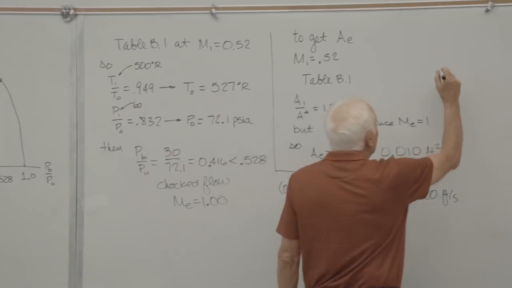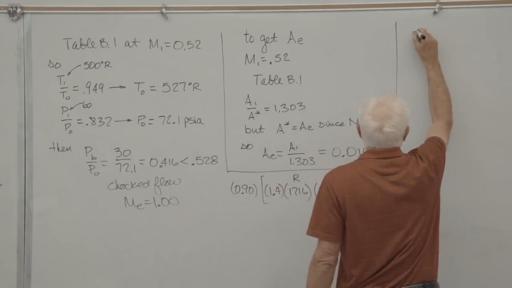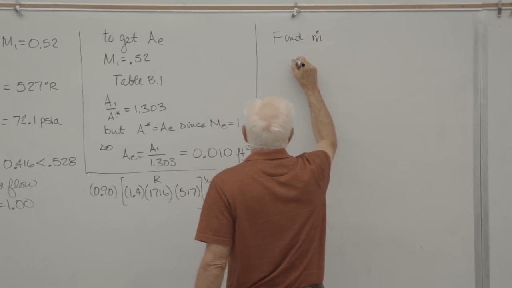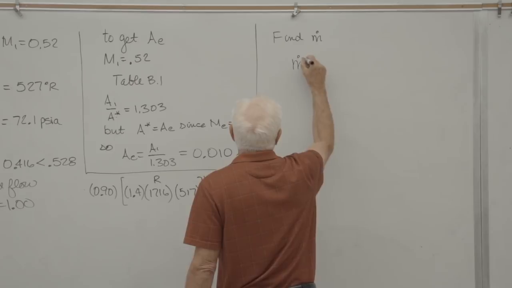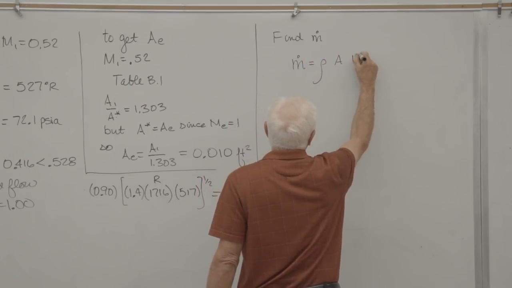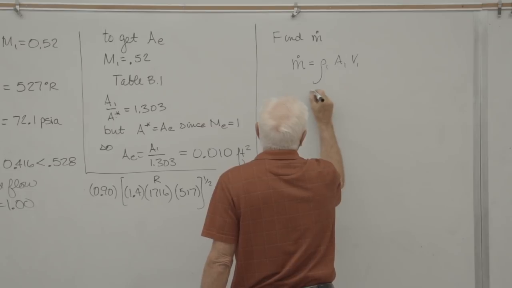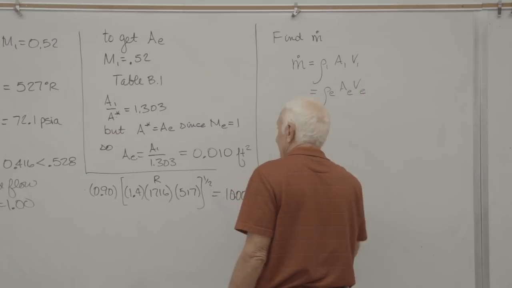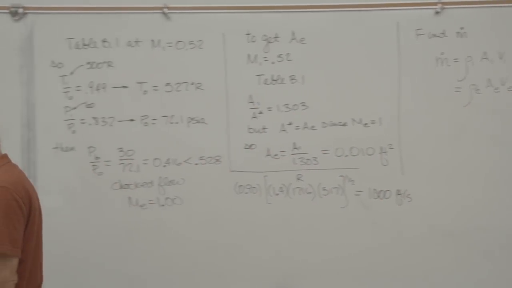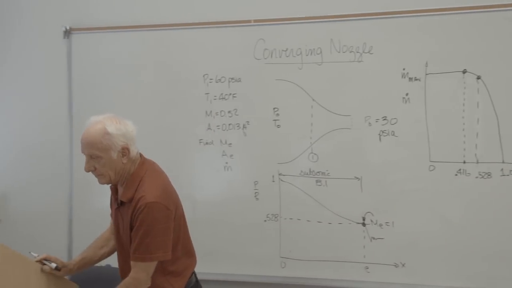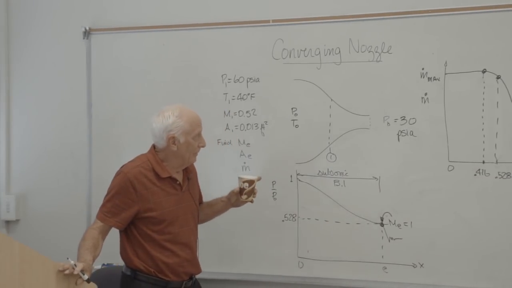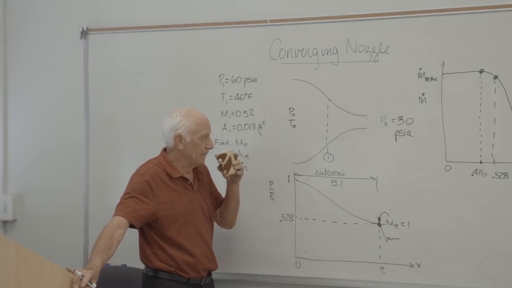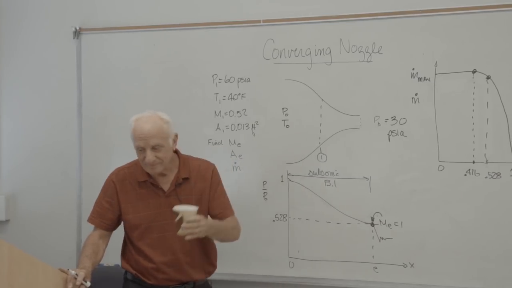Okay, now my last part is find M dot. One way to find M dot is equal to rho A V at 1, or it's equal to rho A V at the exit. Is it the same? Yes, steady flow problem. The mass flow rate, of course, is equal anywhere along the nozzle itself. So the value is the same no matter where, at 1 or the exit.